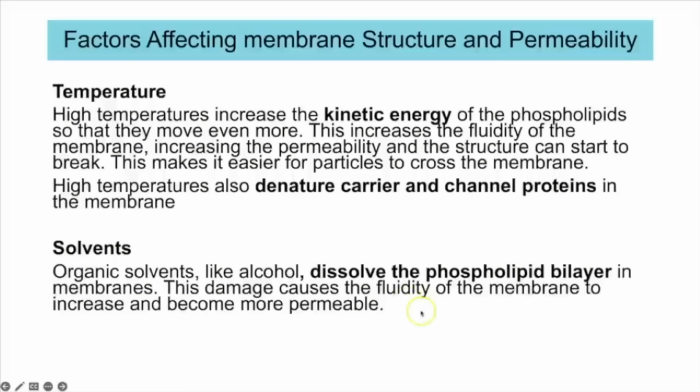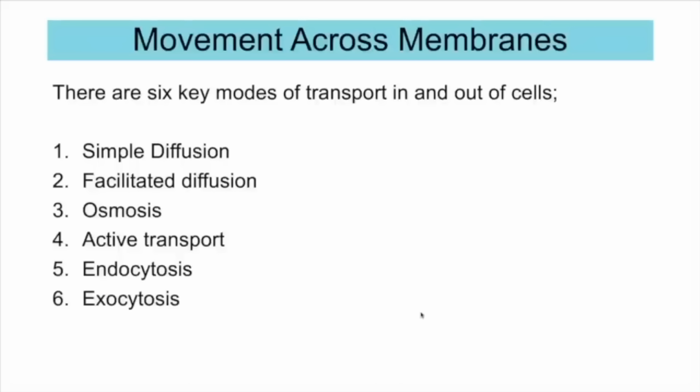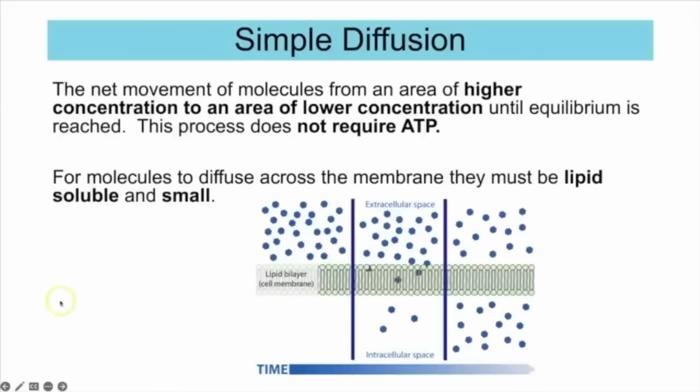And that damage causes the fluidity of the membrane to increase and become more permeable. Next, we move on to movement across the membranes. And there are 6 key modes of transport in and out of cells that we're going to have a look at. And it's this 6 just here. So starting with simple diffusion.